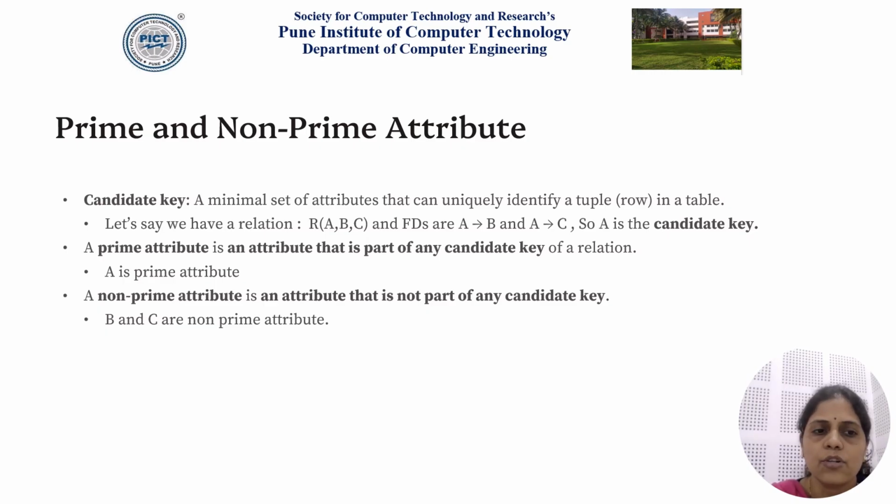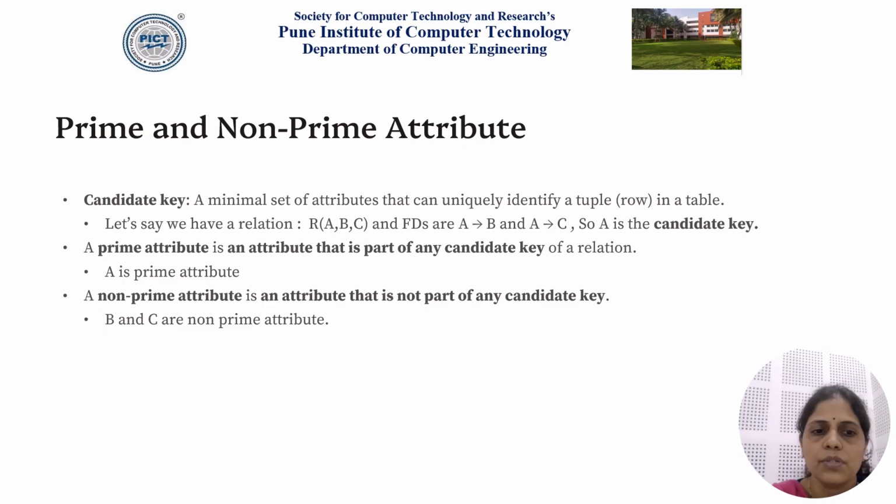A candidate key is a minimal set of attributes that can uniquely identify a tuple in a table. Suppose, for example, I have a relation R which has three attributes A, B and C, and the functional dependencies present on that relation are A arrow B and A arrow C. So A is a candidate key of the relation because A identifies all other attributes of that relation. A identifies B and A identifies C. So A is a candidate key for this relation.